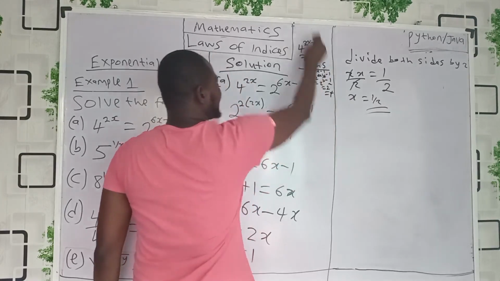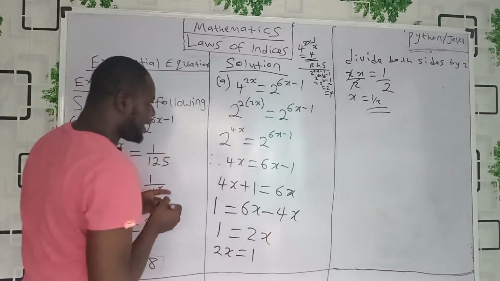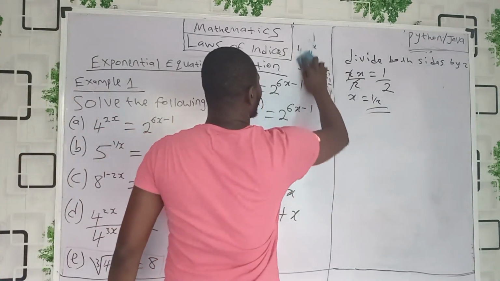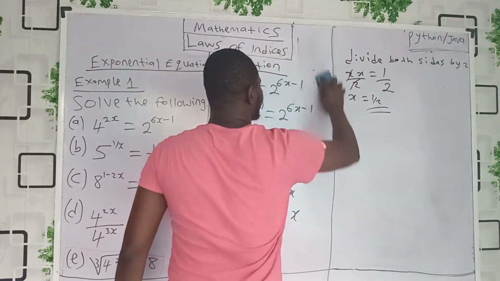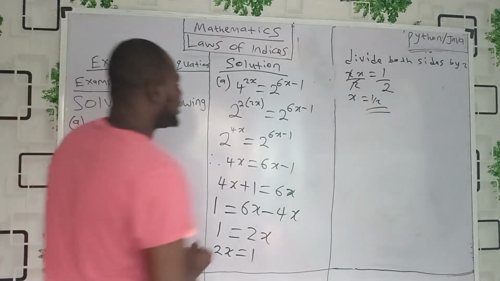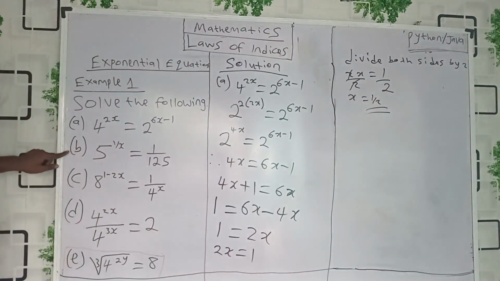Can you see? The left hand side gives us 4. The right hand side gives us 4. That is for when x is equal to what? When x is equal to 1 over 2. Therefore, that value of x satisfies this equation. Okay? Beautiful. That is that about that. Let's go for the next one, b.